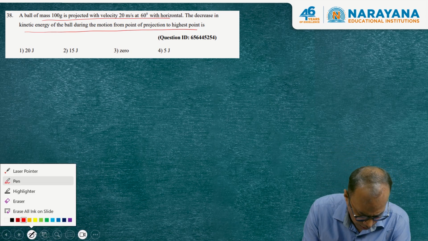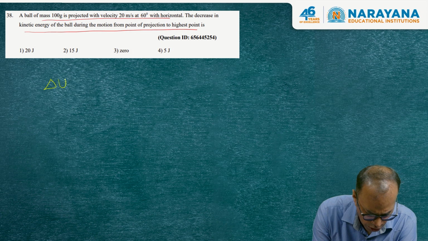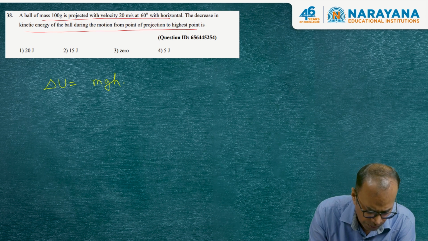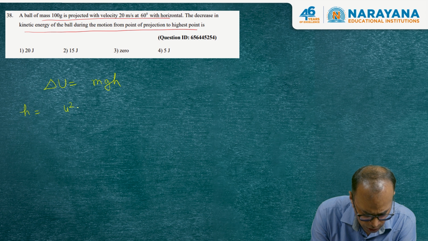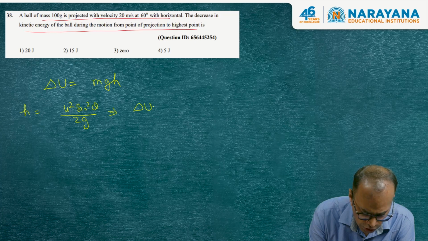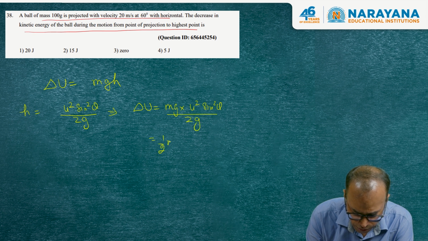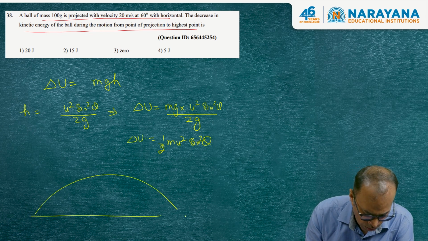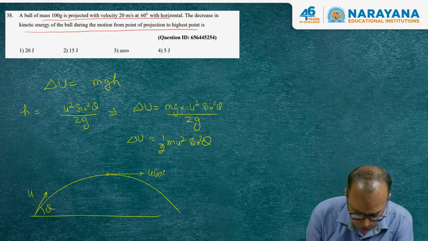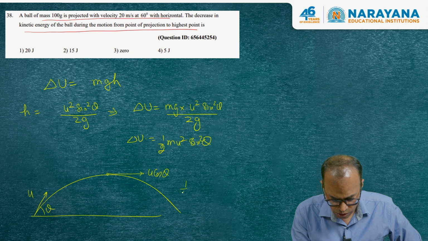So let me try the second method first. Increase in potential energy must be mgh. H is the maximum height and I know it is u squared sine squared theta by 2g. So increase in potential energy will be mg into u squared sine squared theta by 2g. So the answer is half m u squared sine squared theta. That is one of the ways. Or you can do it like this. You throw it with u, and we know that at the highest point velocity is only horizontal, which is u cos theta. So you can just subtract the two kinetic energies.